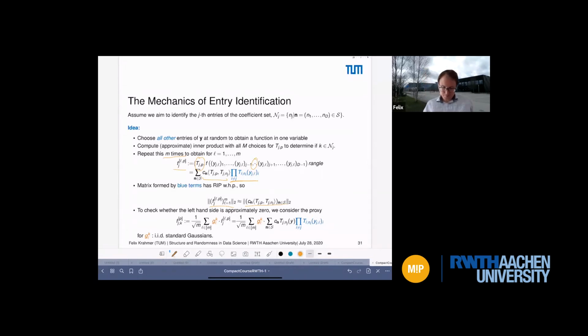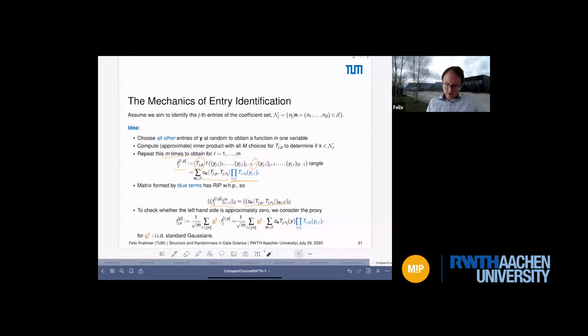And this is very good now because this inner product basically asks us which coefficients are active and which are not. So if p is not among the active coefficients, the right-hand side will be very small. If p is among the active coefficients, we will get out the respective Cn, and that's why this can be identified. So that's sort of the gist of the idea.